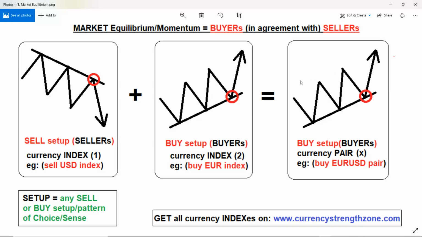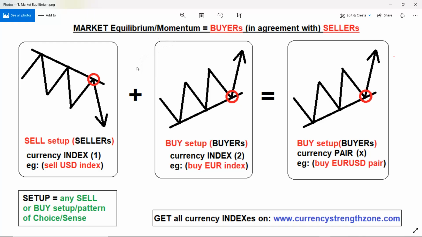Today I'm going to show you how you can use our system on our website to make profitable trades in the market, applying the market equilibrium concept, whereby buyers should be in agreement with sellers before we make a trade decision in the market.